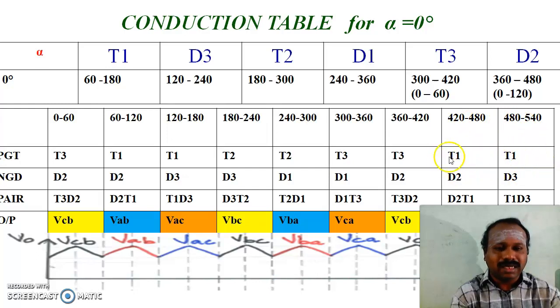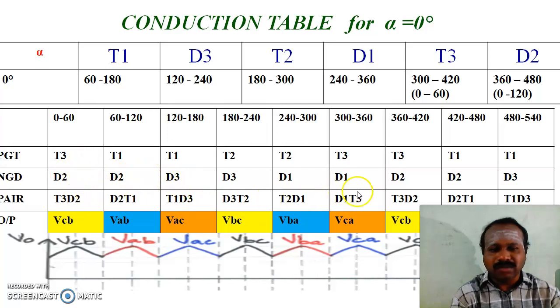So before T1, the conducting thyristor is T3. See here, before T1, the conducting thyristor is T3. After the 60 degree conduction of the first thyristor, the negative group of devices will be fired. That is at 120 degree, D3 starts its conduction. So the conduction of these diodes never depends on the firing angle. The conduction of the diodes will be fixed, that is D3 from 120 to 240, D1 from 240 to 360, and D2 from 360 to 480. After this D2, the conducting diode is D3. So before this D3, the conducting diode is D2 for 120 degree.